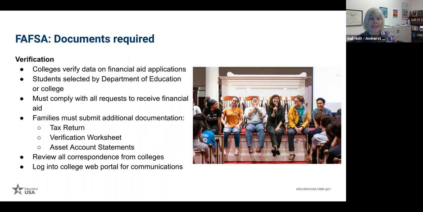Really being very attentive to communications from colleges is really important. So colleges have portals where they post information, and they email students. So make sure there's good communication with the family about who's receiving and who's checking the email so that you can be responsive if a college has questions. Look at that correspondence and make sure that when you're looking at the portal, everything is reflecting what you intend it to be in terms of completeness.